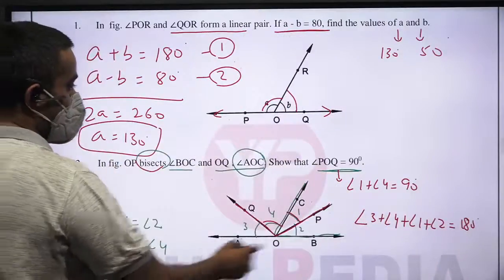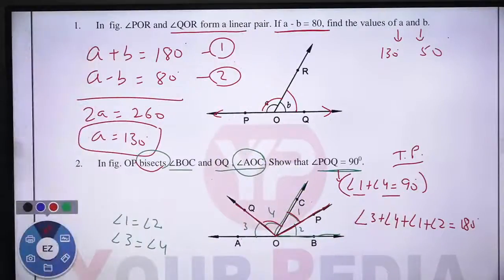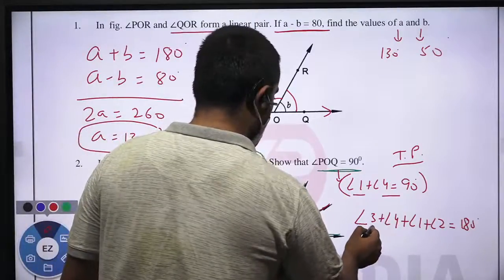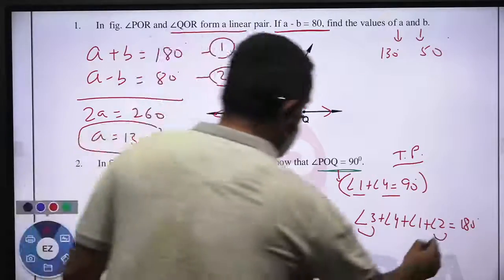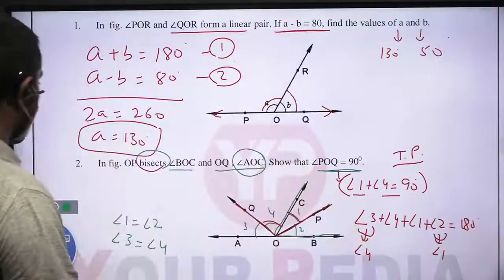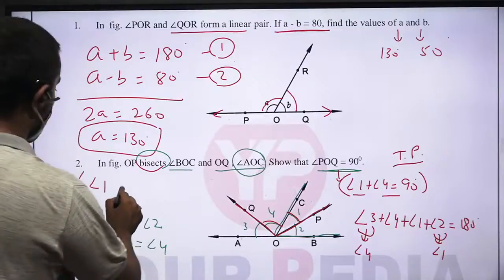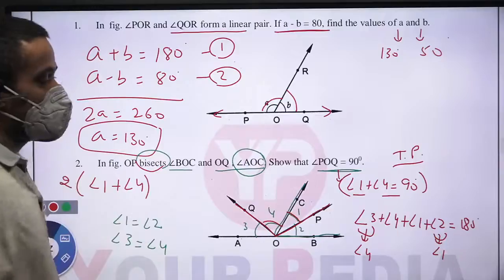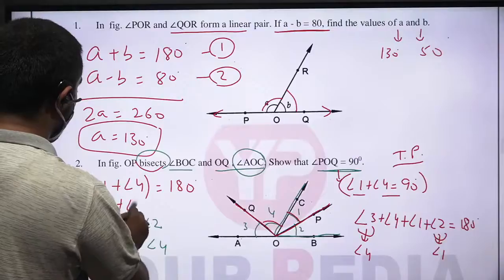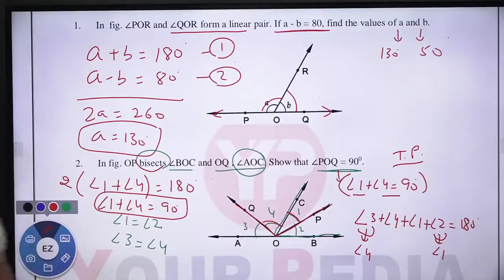Now we need angle 1 and angle 4. So please remove 2 and 3. Angle 2 can be substituted by angle 1 and angle 3 is equal to angle 4. So this equation will become like this: 2 times (angle 1 plus angle 4) is equal to 180, and angle 1 plus angle 4 is equal to 90. Yes or no? So 180 by 2 will become 90.